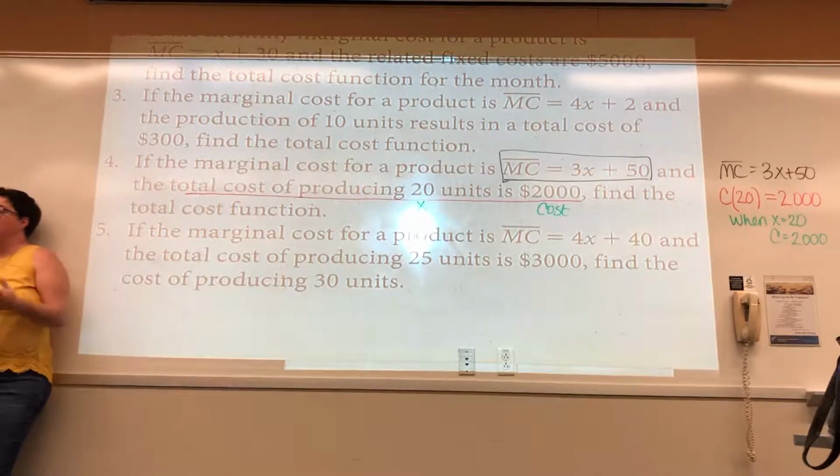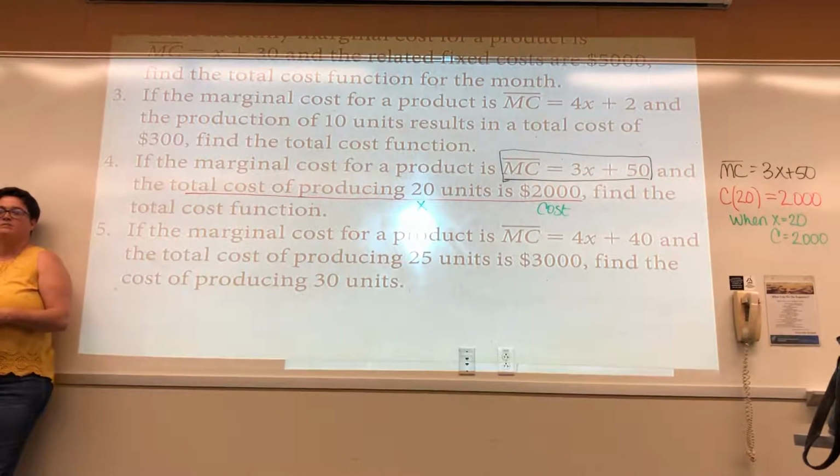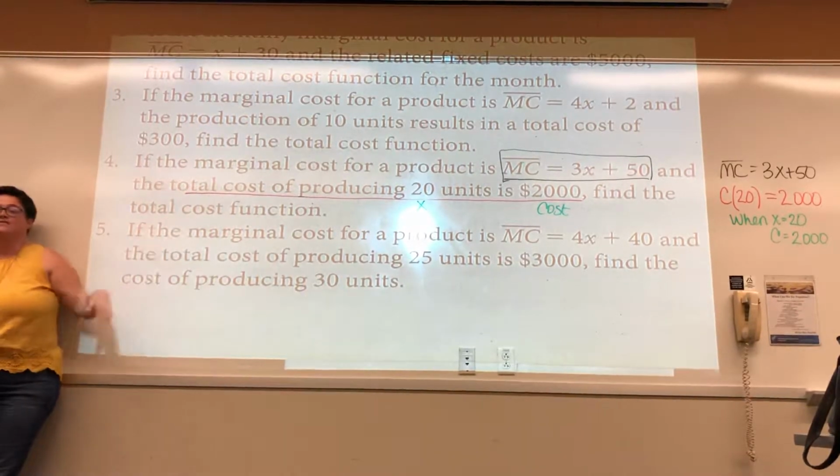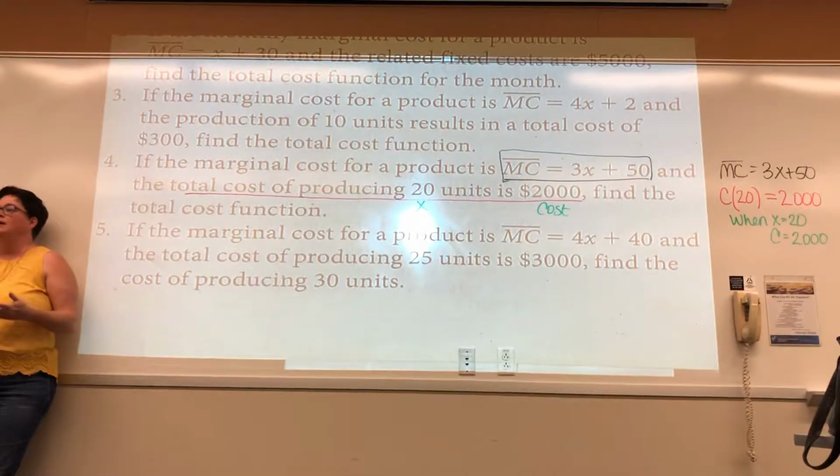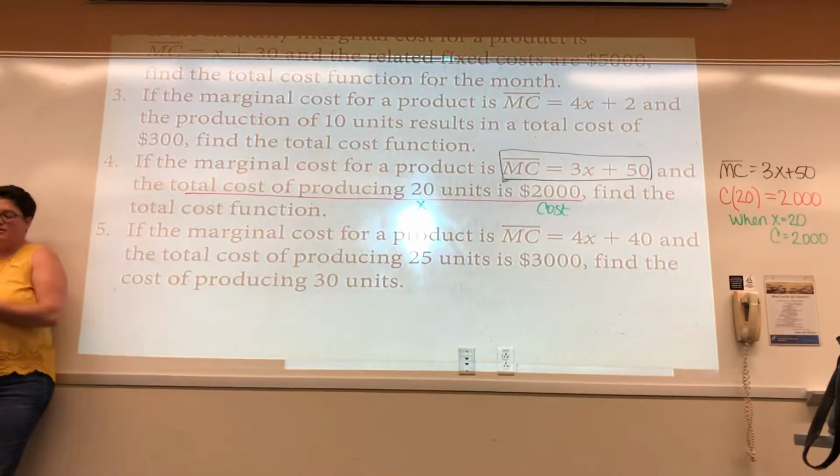Now we have everything we need. We needed a command to integrate, right? Find the total cost function. We have the derivative, we integrate. And we have a nugget, so we can find our constant of integration. So how do I set it up, guys?